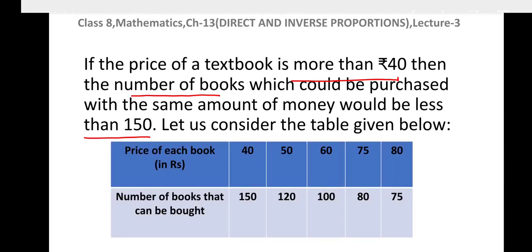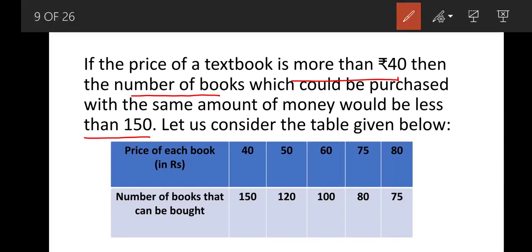This is the table. With the help of this, you will be able to understand that if the price of one textbook is 40, I will be able to buy 150 books. If I increase the price of the textbook, I will be able to buy fewer books. Likewise, if the price of the book is 60, I will be able to buy 100 books.